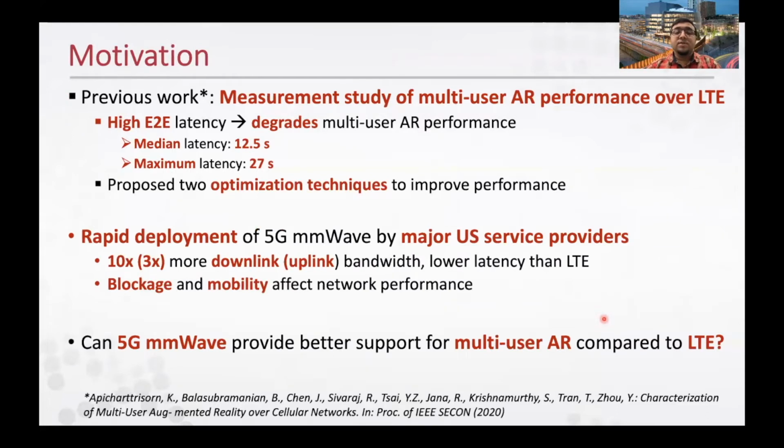Today, 5G millimeter wave is being rapidly deployed by major US service providers. 5G millimeter wave provides 10x and 3x more downlink and uplink bandwidth respectively and has lower latency compared to LTE. However, 5G millimeter wave is heavily affected by blockage and mobility, which in turn affects the network performance. So we ask a very basic question. Can 5G millimeter wave provide better support for multi-user AR compared to LTE?